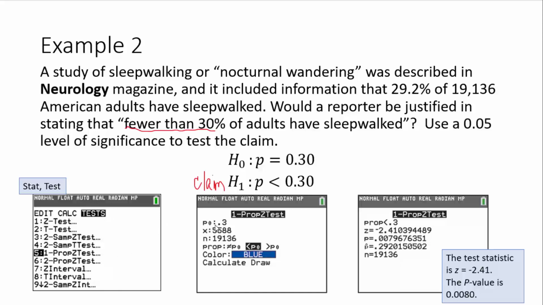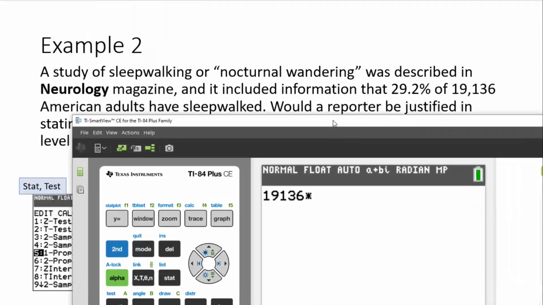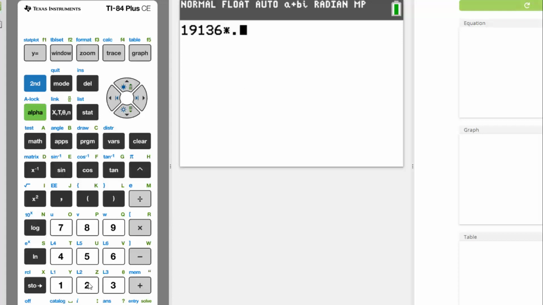My null proportion was 30% or 0.3. X is how many did do this, and if we look up here, oh dear, that value's not given. But I know that it's 29.2% of 19,136. So what I want to do is find out what X is. Bringing my calculator over again, I'm going to do my 19,136 and multiply that by 29.2%, so that will be 0.292.